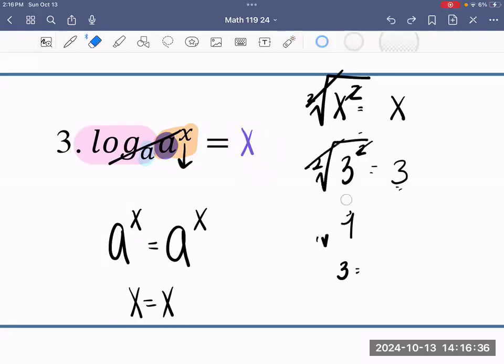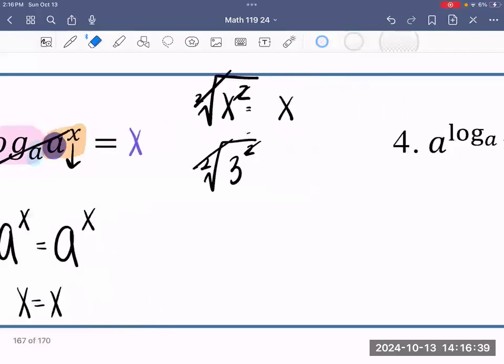I'll leave that one up. I'll erase this part. And let's try it again.